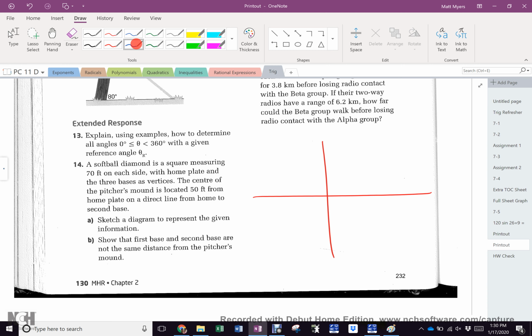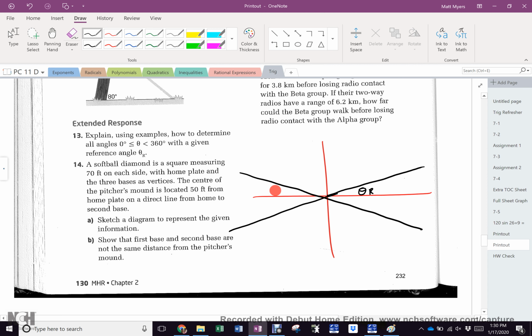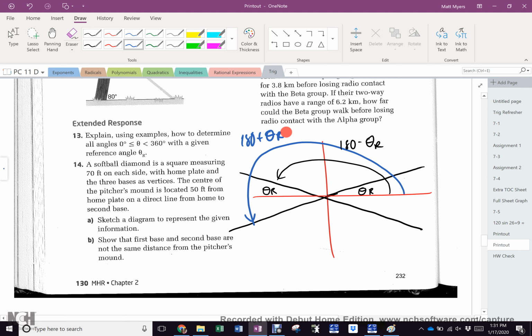Explain using examples how to determine all the angles when you're given a reference angle. Okay, so I'm going to draw 4 terminal arms. Agreed? Where does the reference angle live? Between the terminal arm and the x-axis, yes? So if I know that reference angle, theta reference, how do I find theta? 180 minus theta reference. How do I find theta? 180 plus theta reference. How do I find theta? 360 minus reference angle. Is that explained with an example? So why did you guys need to see it?